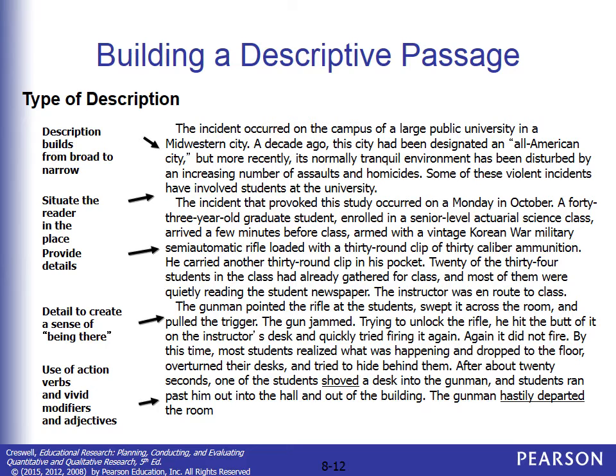You want to provide colorful details that capture the essence of what's happening and allow them to create a sense of being there. You can do this by using action words or vivid modifiers and adjectives. And remember, when you're describing the incident or in the narrative passage, you just want to describe the facts. You don't want to interpret or analyze the facts. You're just giving the reader a strong description of what transpired. And sometimes you can use quotes to emphasize major findings in the incident.